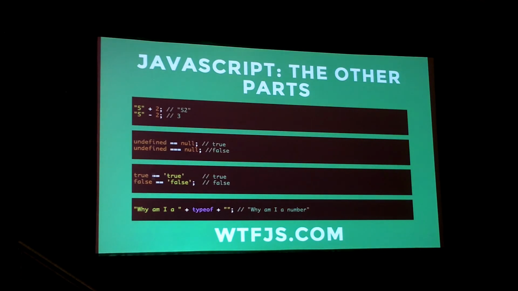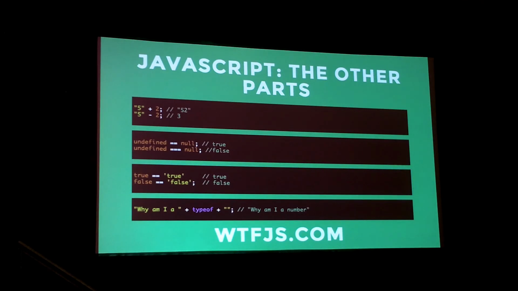This one down here, true equals true, returns true. False equals false, returns false. So again, that's just because of that coercion. True here, or this true actually, is being compared to the first true, so it is being converted to a Boolean value, and then it is returning true.